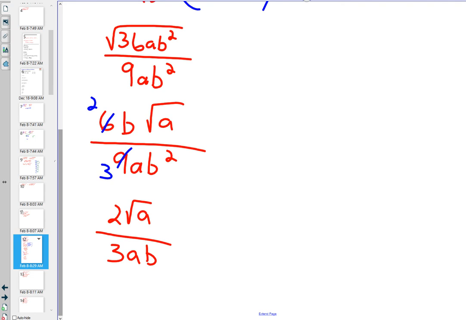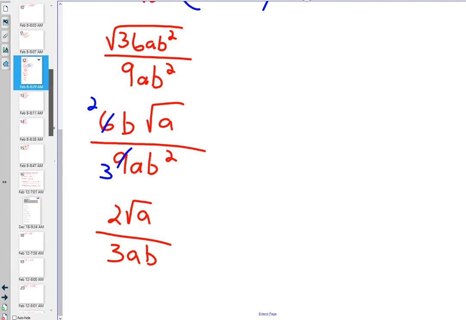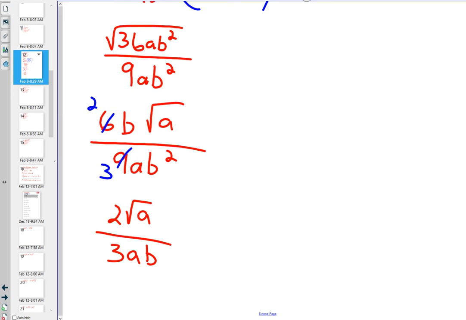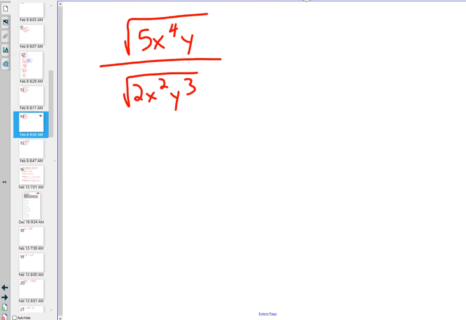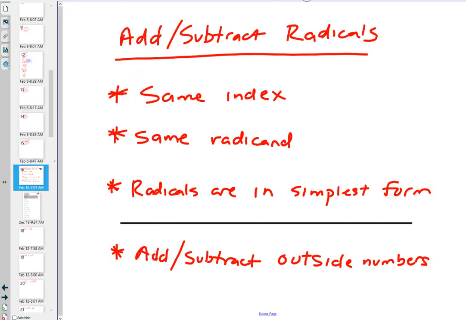Any questions, Rick? All right, let's move on to adding and subtracting.